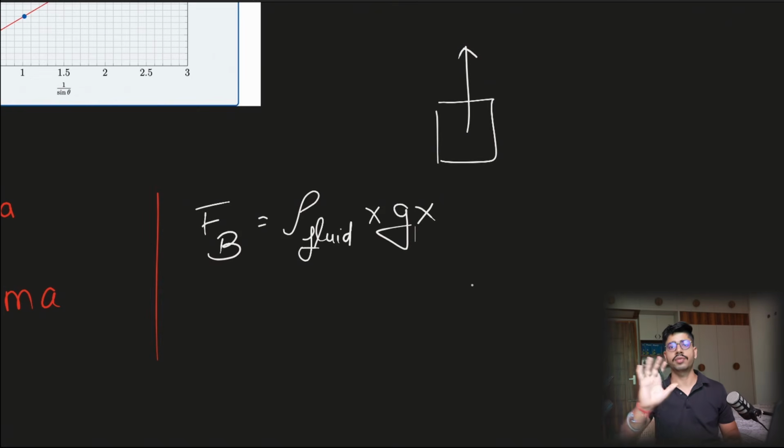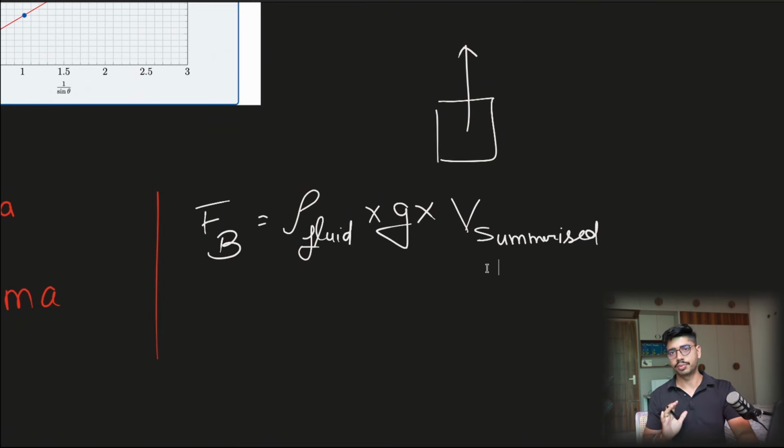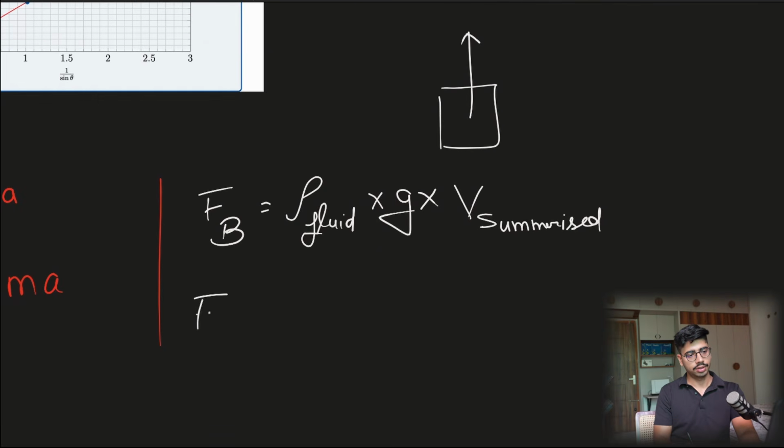Most of the time, 95% of the time, they are going to give the block fully submerged. So whatever the volume of the object, it is the same volume as the submerged volume, correct? But remember it is the submerged volume, meaning how much of the portion is submerged. That's important. Most of the time they are going to be fully submerged objects. So this is the FB.